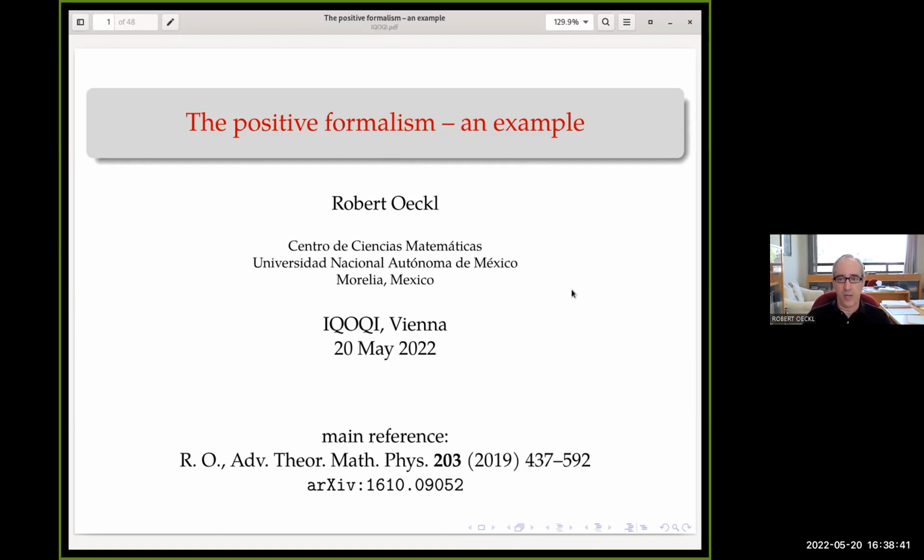In this talk, the main reference is below here. It's a relatively long article about the positive formalism. Some things I'll say today are not in this article, many things in fact. Some are in other articles, and some haven't appeared in print yet.